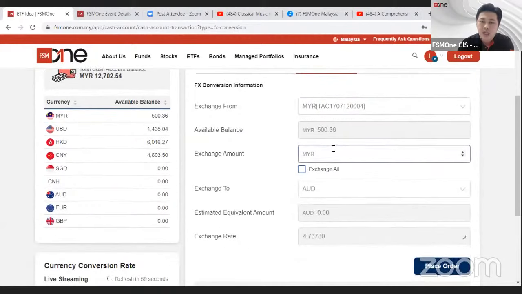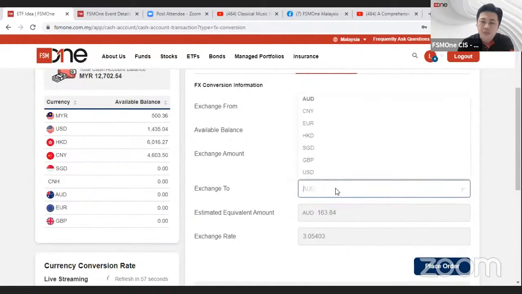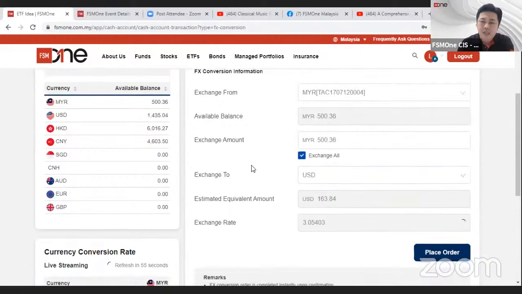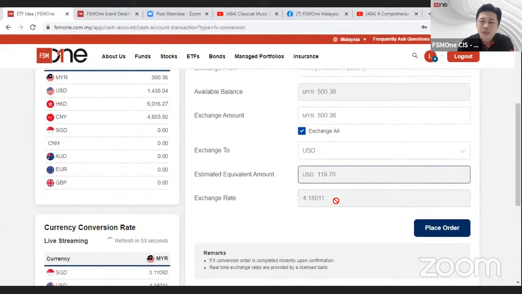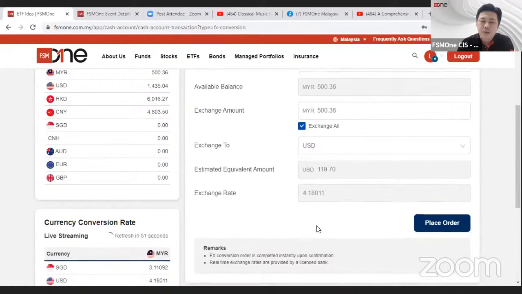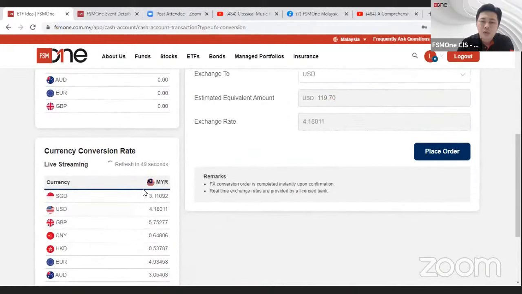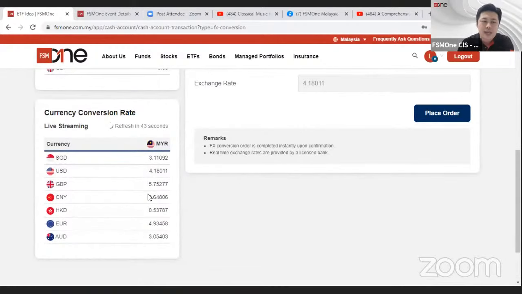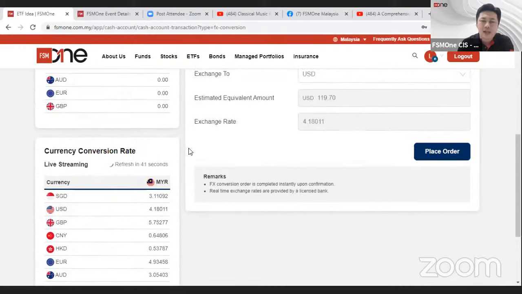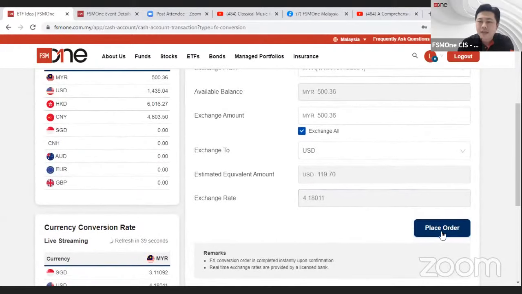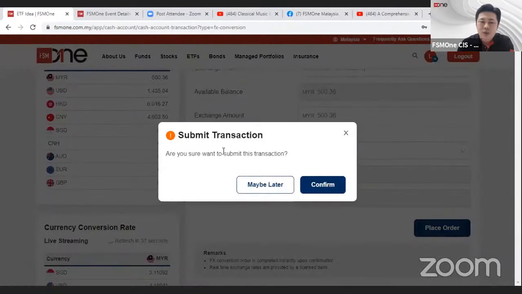I put in MYR, exchange all, and I put in USD. This is the rate that I will get. You will notice that the rate jumps every 60 seconds. Every 60 seconds it refreshes, then it gets the latest rate in the market. If I place the order, it asks, are you sure you want to submit this transaction? Confirm.